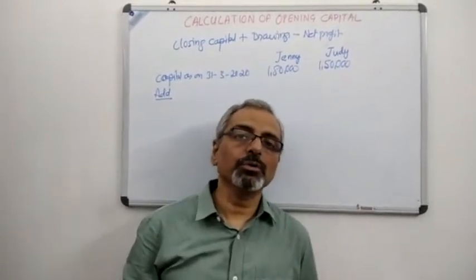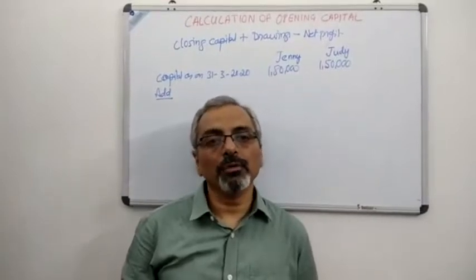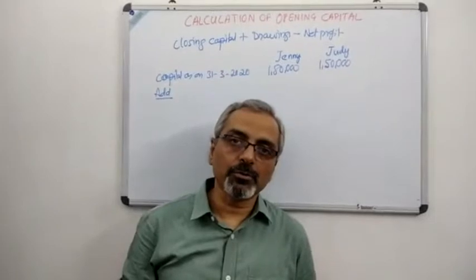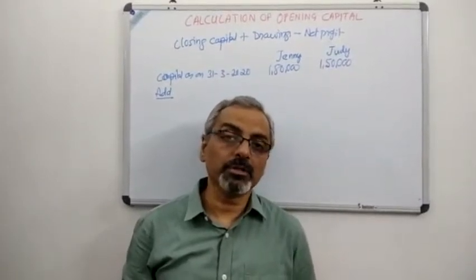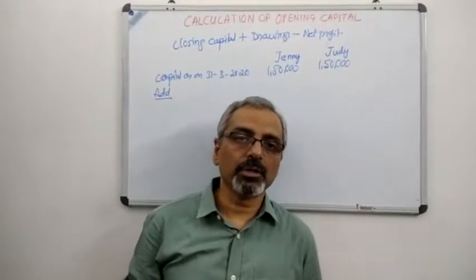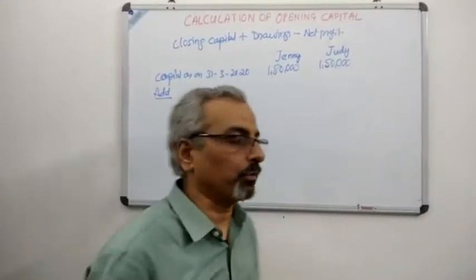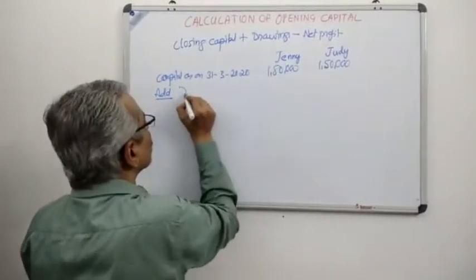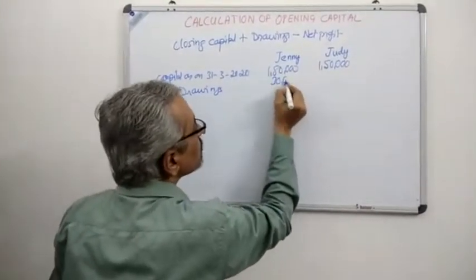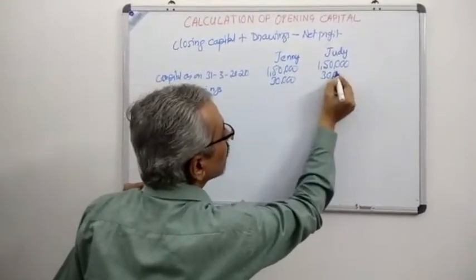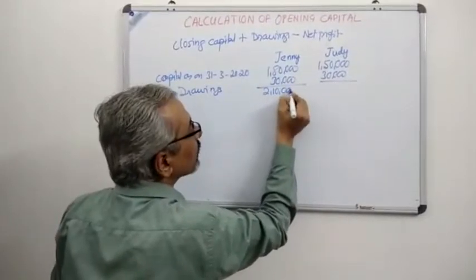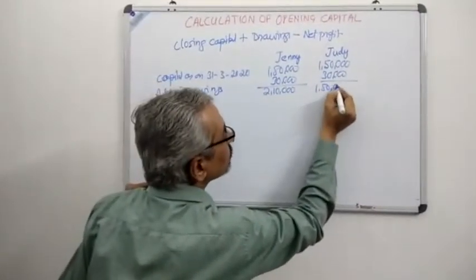Judy has also used 6,000 from the firm's account to pay the school fees. Therefore, that will also be treated as the drawing. And when was the school fees paid? It was paid in the middle of the year. Therefore, in both the scenarios, the drawing which was made was 30,000. Okay, so we'll add the drawings, and drawings for both was 30,000, 30,000. So effectively, this becomes 2,10,000 and this becomes 1,80,000.